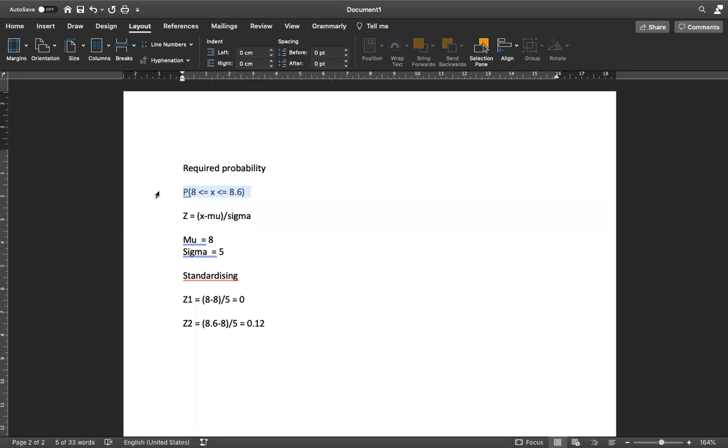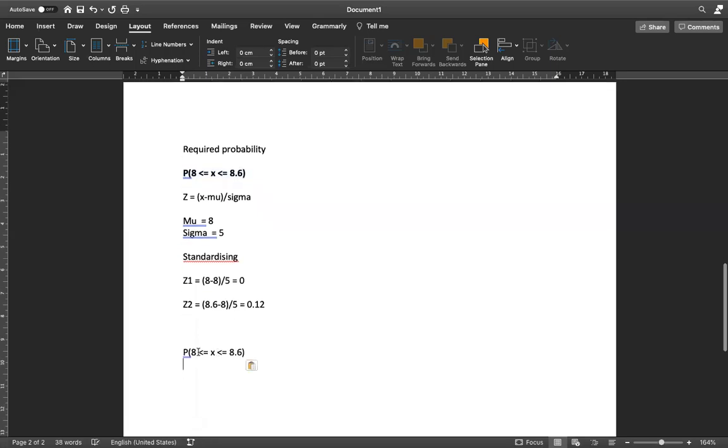What it means is that the required probability, the probability that X lies between 8 and 8.6, has been translated to a probability using Z. Maureen, can you tell us how this probability has been translated? So write: 0 less than or equal to Z less than or equal to 0.12.